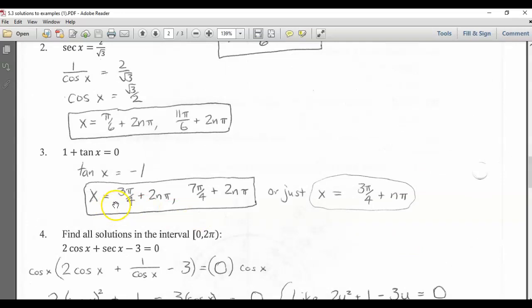So the solutions are 3 pi over 4 plus any integer multiple of 2 pi, and 7 pi over 4 plus any integer multiple of 2 pi. And in this case, it's possible to combine these into just 3 pi over 4 plus n pi, because if n is an odd number, if we add just pi or 3 pi or something like that, we get something equivalent to 7 pi over 4.